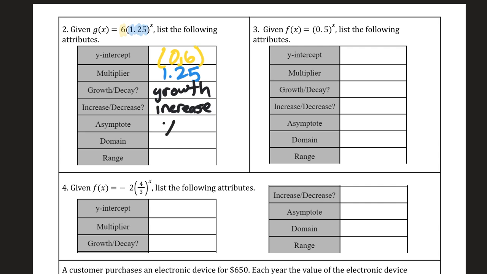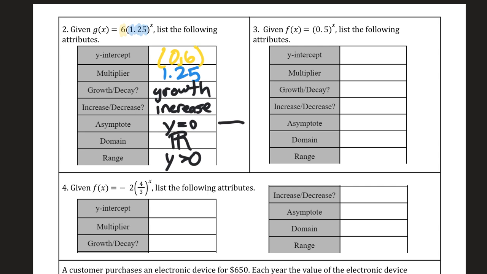As I said before, our asymptote will always be y equals 0. Remember, it's that horizontal line. Our domain in this case is going to be all real numbers. And then our range, since it's growth, is going to be y is greater than 0.